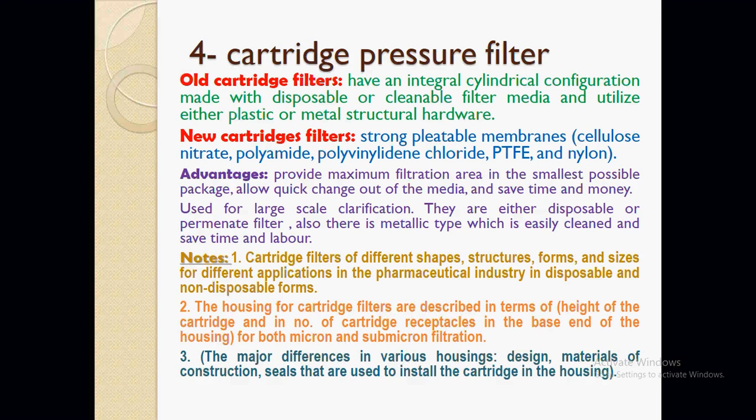Cartridge filters of different shapes, structures, forms and sizes are used for different applications in the pharmaceutical industry, in disposable and non-disposable forms. The housings for cartridge filters are described in terms of the height of the cartridge and the number of cartridge receptacles in the base of the housing, for both micron and submicron filtration. The major differences in various housings are the design, the materials of construction, and the seals that are used to install the cartridge in the housing. The cartridge is the filter.